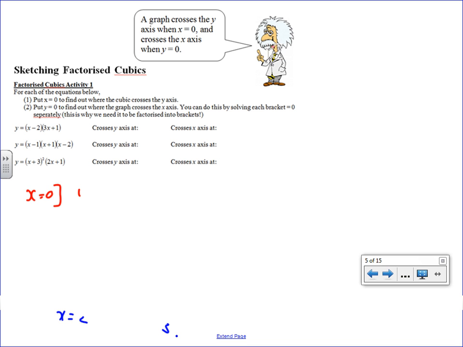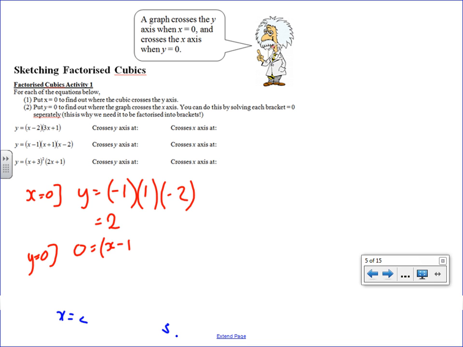So we've got minus 1, that is a minus, isn't it? Yep. Yeah. 1 and minus 2. Well, minus times a minus is plus, 1 times 1 times 2 is 2. And then it crosses the x-axis where y is 0. So we've got 0 is x minus 1, x plus 1, x minus 2.